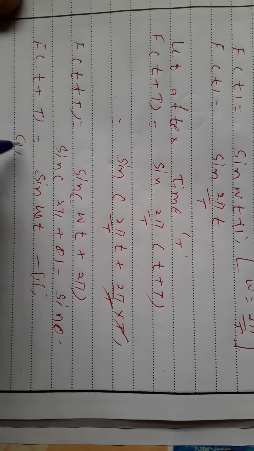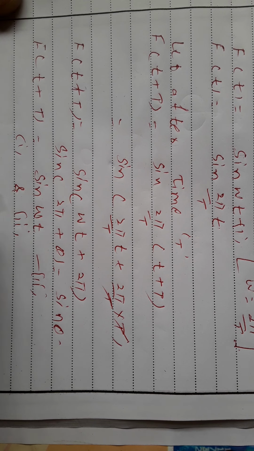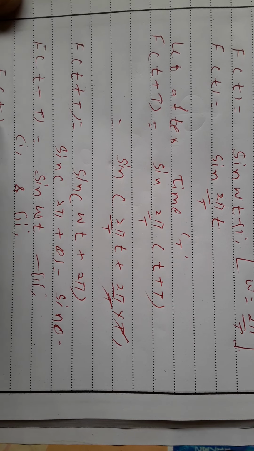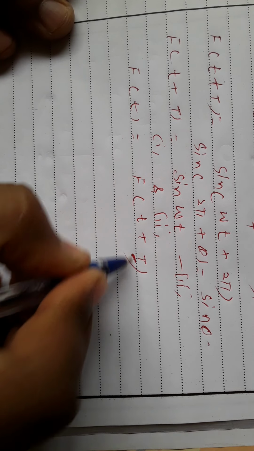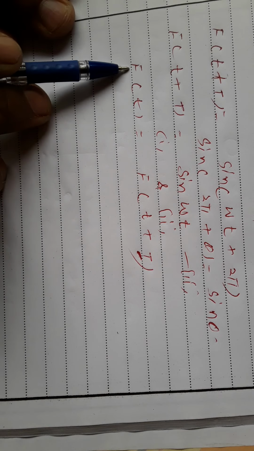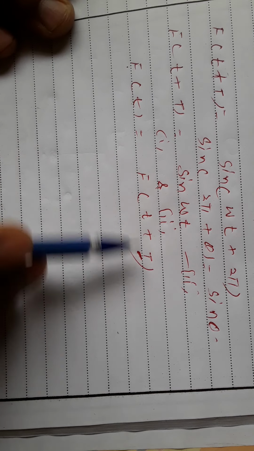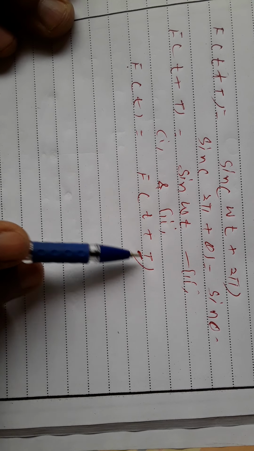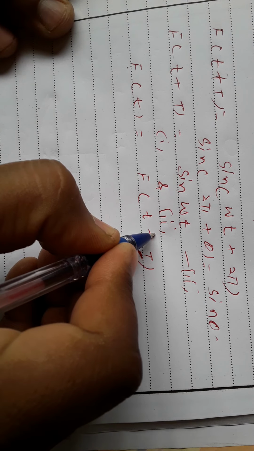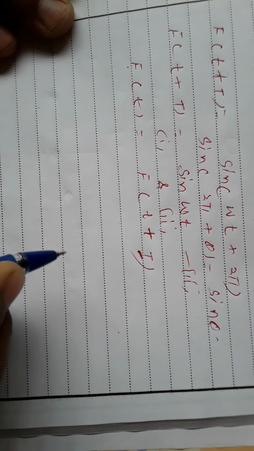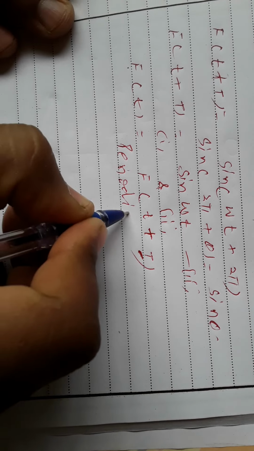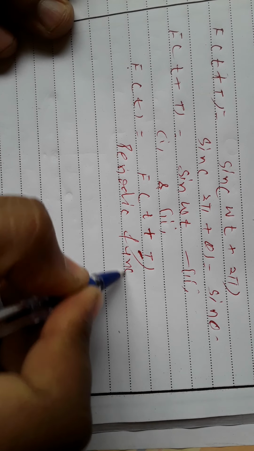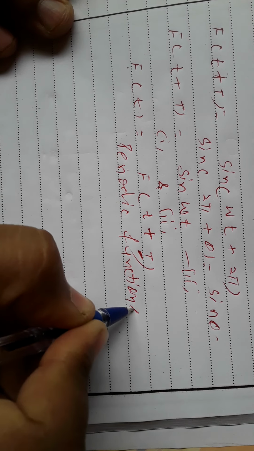From equation first and second, we can say that f of t is equal to f of t plus T. So after time capital T, this function repeats itself. If after a particular or fixed time the function repeats itself, then this is known as a periodic function.